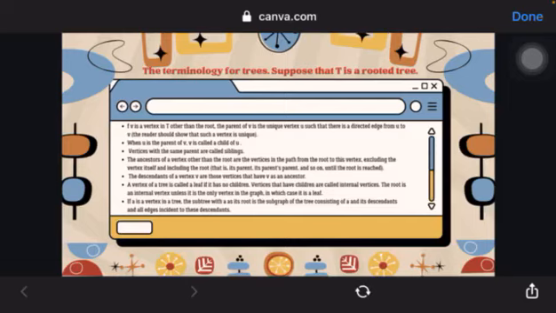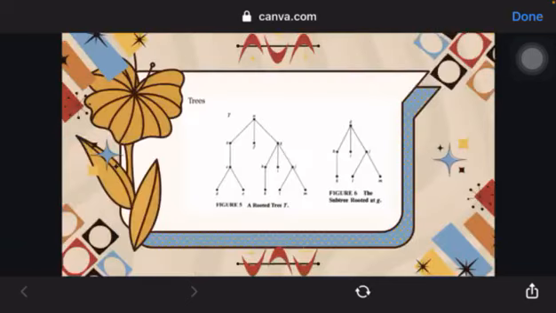A vertex of a tree is called a leaf if it has no children. Vertices that have children are called internal vertices. The root is internal unless it is the only vertex in the graph, in which case it is a leaf. If a is a vertex in a tree, the subtree with a as its root is the subgraph of the tree consisting of a and its descendants and all edges incident to these descendants. So here's the example that it was referring to.